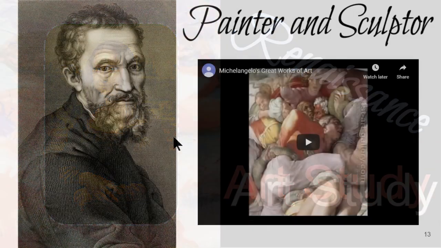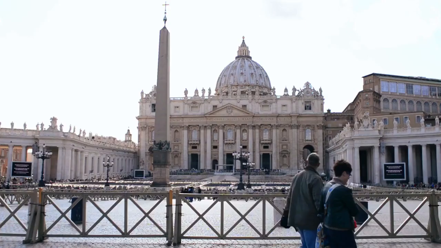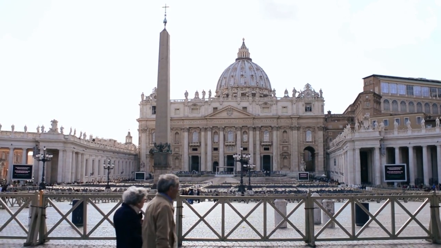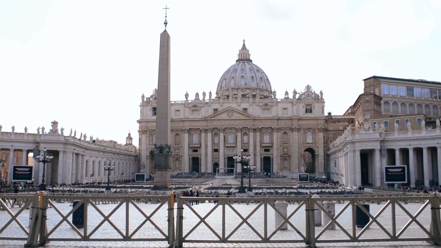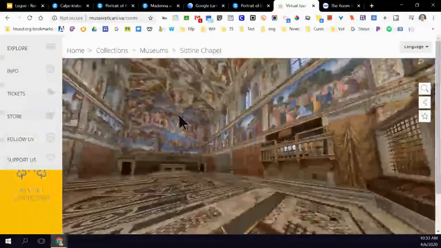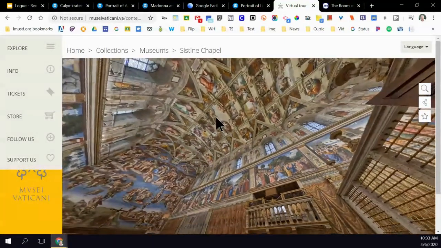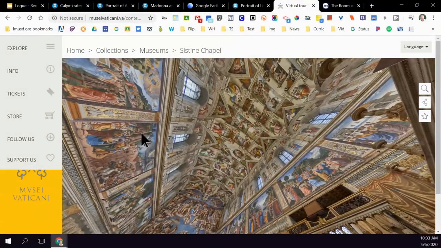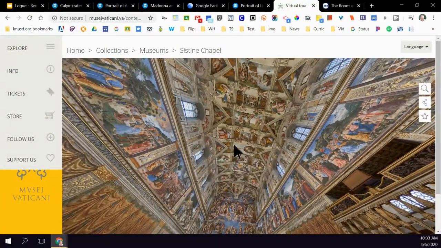Now, let's look at the next person. This is Michelangelo. Michelangelo was known as a painter and a sculptor. And one of the things that he painted that is really incredible is the Sistine Chapel. This is the actual Sistine Chapel. He painted the ceiling. Some people think that he was lying down on scaffolding, but more likely, and I think it would be even tougher, he was leaning back, arching his back backwards on scaffolding in order to paint this ceiling.